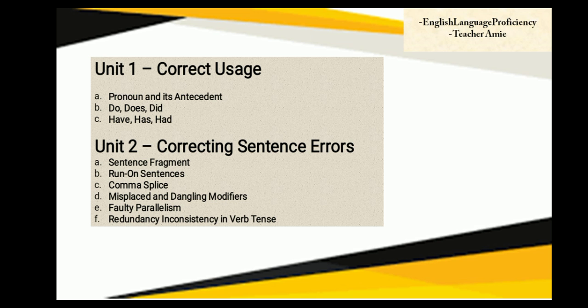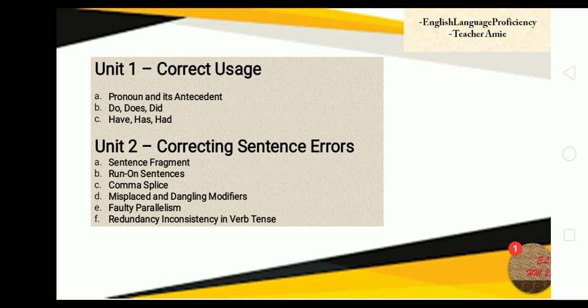This is the video discussion for Unit 1 and Unit 2 of our Modern English Grammar, or the English Language Proficiency. This is going to tackle Unit 1 and 2. Unit 1 is for correct usage, under which are pronoun and its antecedents, the use of do, does, and did, as well as the usage of have, has, and had. For Unit 2, you have the following: sentence fragments, run-on sentences, comma splice, misplaced and dangling modifiers, faulty parallelism, redundancy, as well as inconsistency in verb tense.